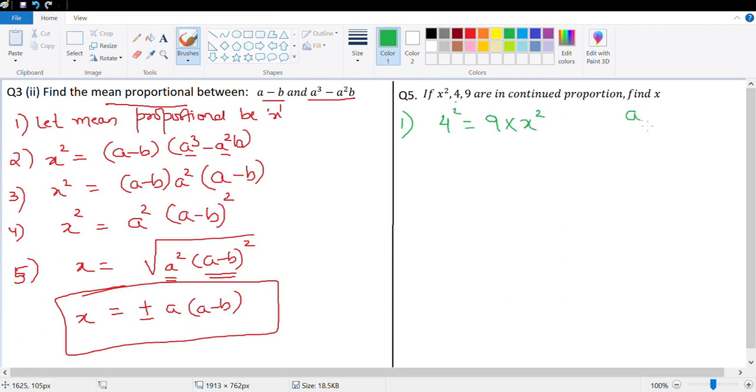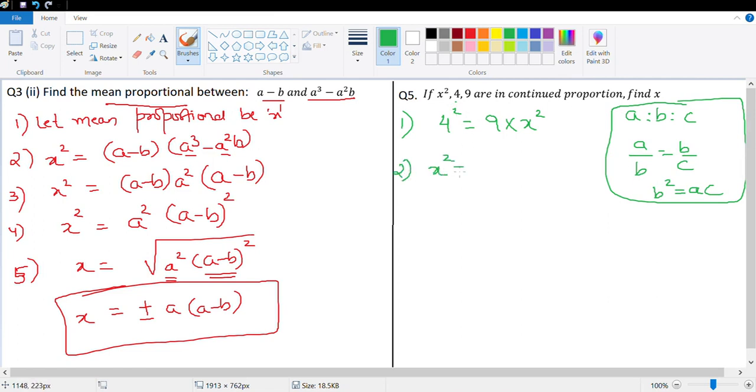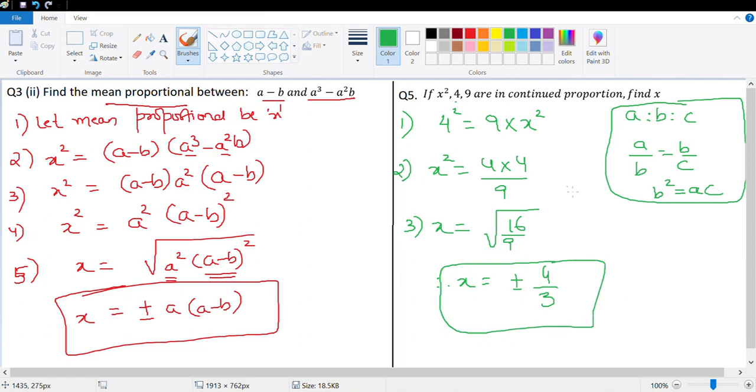I hope you remember A is to B is to C, which means A upon B is equal to B upon C, which means B square is equal to AC. That's exactly what I've done. In this case, B is 4, A is x square, C is 9. What we get is x square is equal to 4 into 4 upon 9, which means x is equal to square root of 16 upon 9. Therefore, x is equal to plus minus 4 upon 3. That's our final answer. The value of x could be plus minus 4 upon 3.